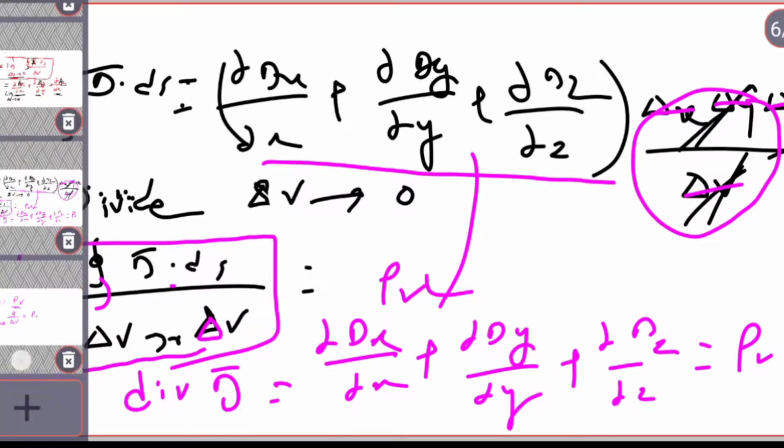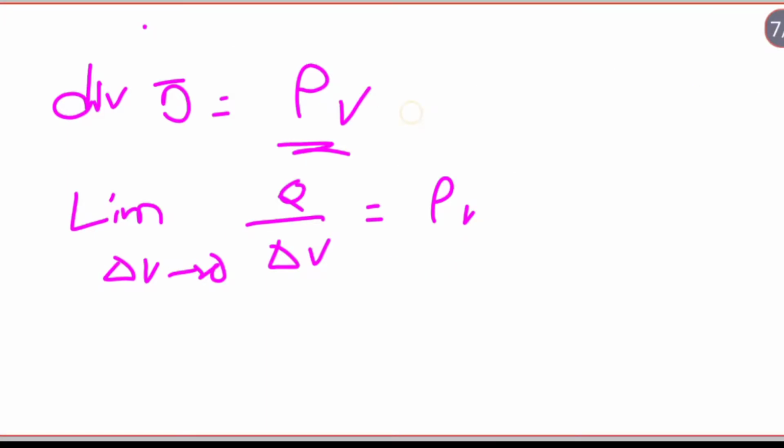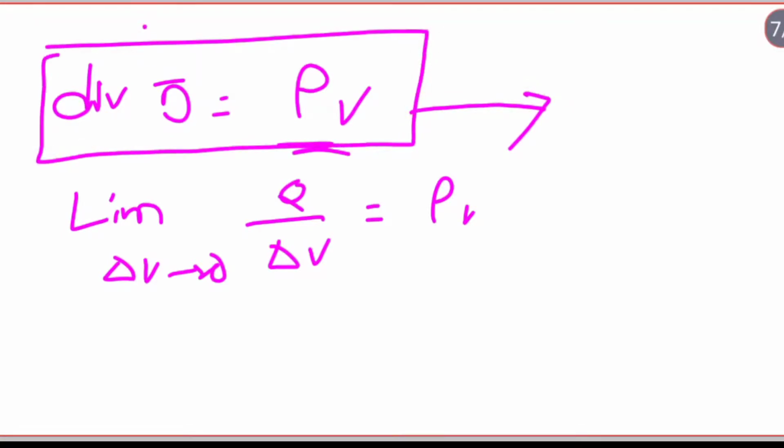Similarly, divergence of D bar equal to ρv. This is Maxwell's first law, or the point form of Gauss law. It is very important to know that divergence of D bar equal to ρv is the volume charge density around a point. This equation is called Maxwell's first equation. What is Maxwell's first equation? Simply divergence of D bar equal to ρv.